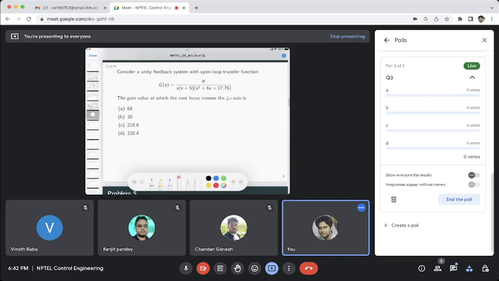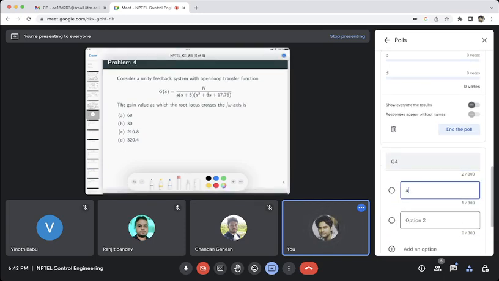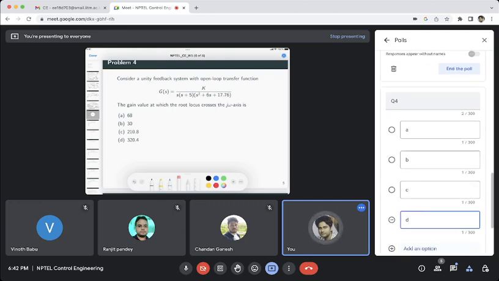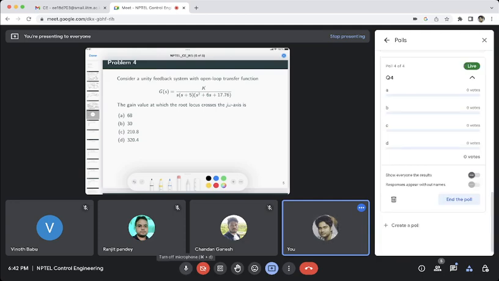So again the same transfer function is given, and you have to find for what value of the gain the root locus will cross the imaginary axis. So how can you find? Can anyone say? So this is question 4. Try this question, we'll discuss again. You can answer through the poll.